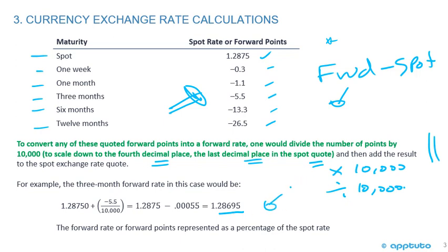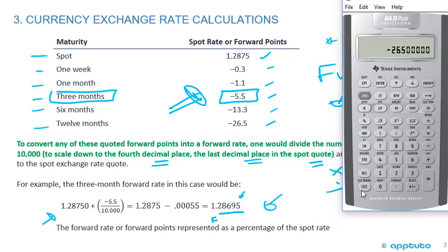Okay, so to convert any of these quoted forward points into a forward rate, you would divide the number of points by 10,000 to scale it down, and then add the result to the spot exchange rate. Okay, so for example here, the 3 month, we can see that the forward points is negative 5.5. So we would take our spot rate and we would add negative 5.5 divided by 10,000, and we'd get a forward rate now of 1.28695. Again, that's going to 5 decimals.